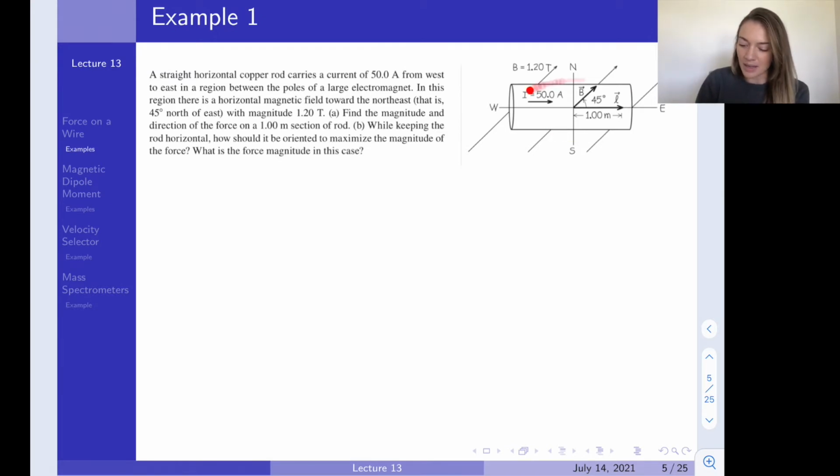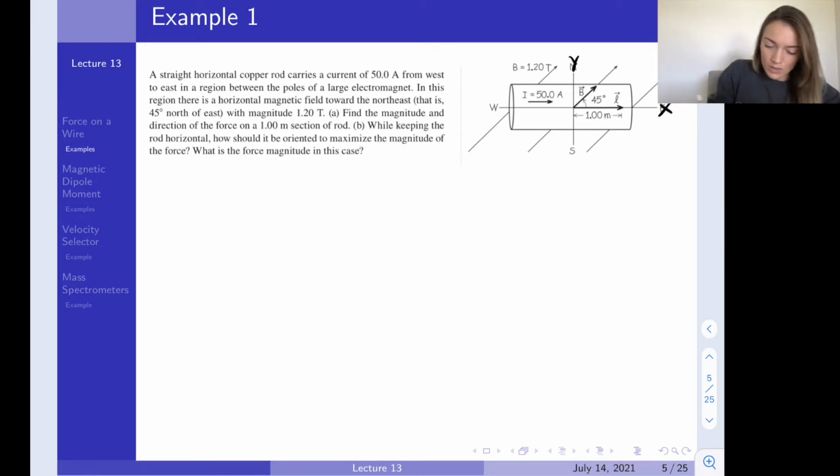So anyway, they set up this map direction. We have the current basically going from left to right, which would normally be our X direction. So maybe let's just do that. Okay, so we have our current going from left to right. In this region, there is a horizontal magnetic field towards the northeast. So that would be in the XY plane here. So our magnetic field is going in this direction, at an angle of 45 degrees with a magnitude of 1.2 Tesla. Find the magnitude and direction of the force on a 1 meter section of rod. So this section of rod over here is 1 meter, and we want to find the total force on it from that magnetic field.